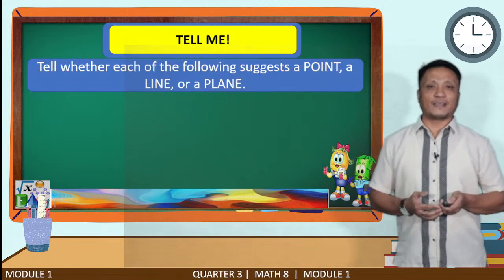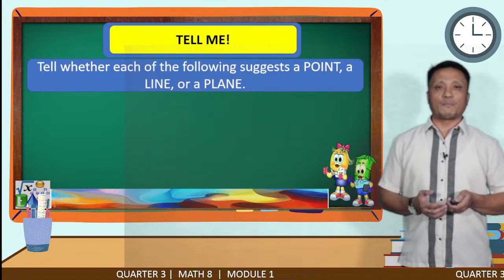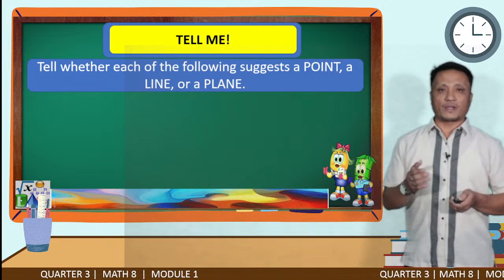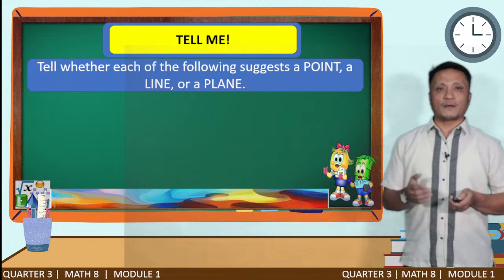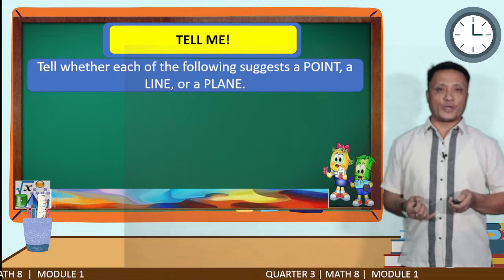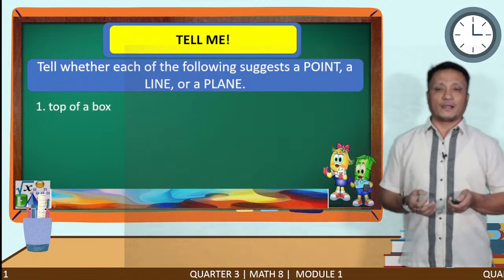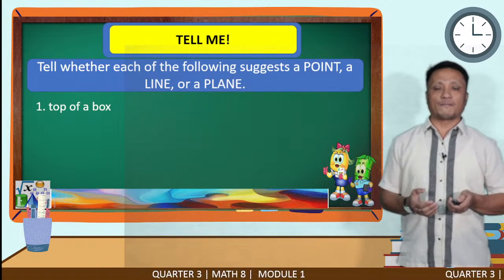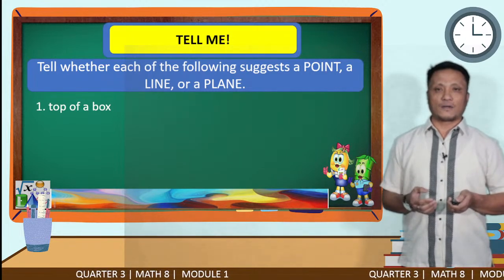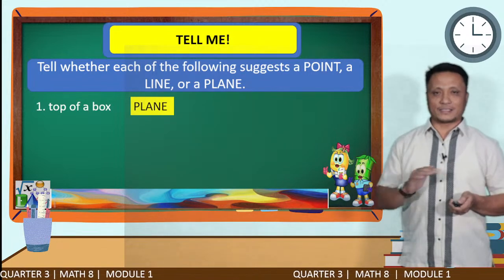Now, as I've said earlier during my giving of reminders, doing this activity, you are free to comment your answer at the chat box below. Feel free to write your answers. Let's have this activity. Tell whether each of the following suggests a point, a line, or a plane. Let me do item number 1, and then the rest of the items will be done by you. Number 1, top of a box. What does it represent? It represents a plane. It is a flat surface.